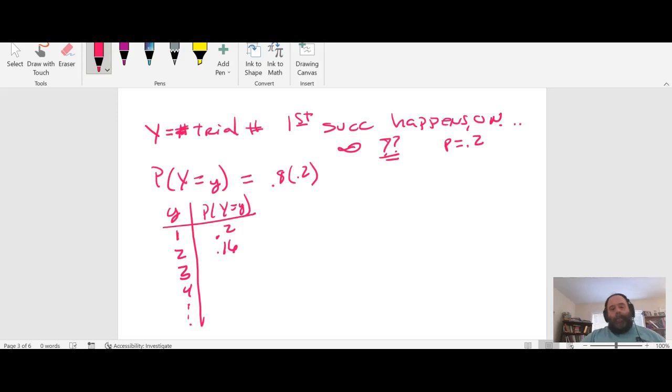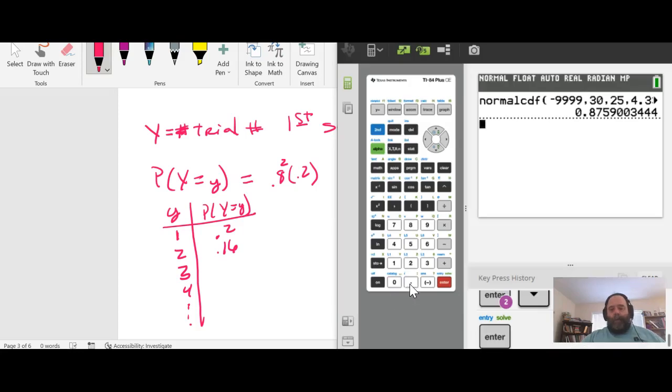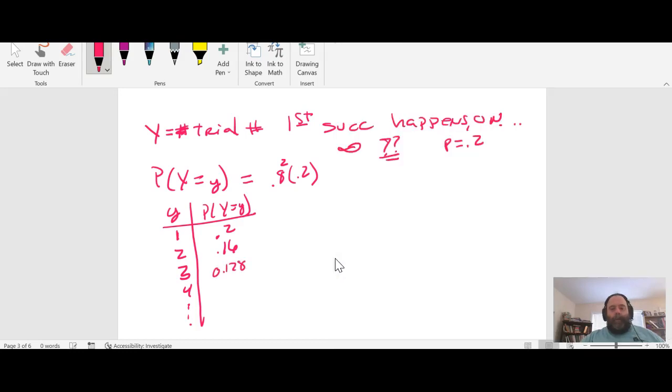What's the probability of getting it on the third one? I'd have to get two wrong and one right, so this is going to be 0.8 squared times 0.2, which gives me 0.128. So we're dropping. I could do this all day.